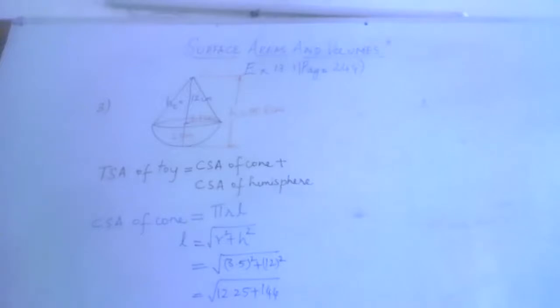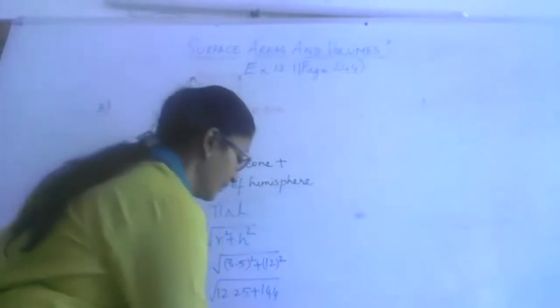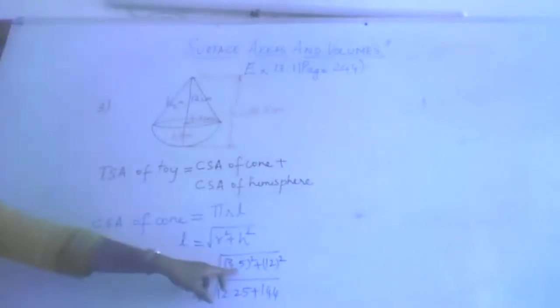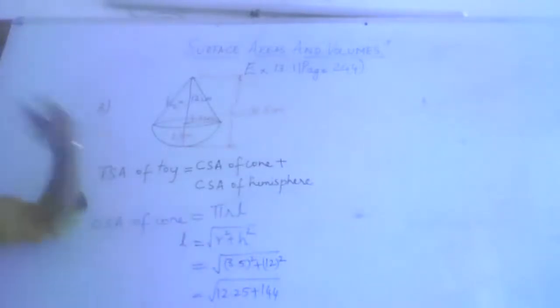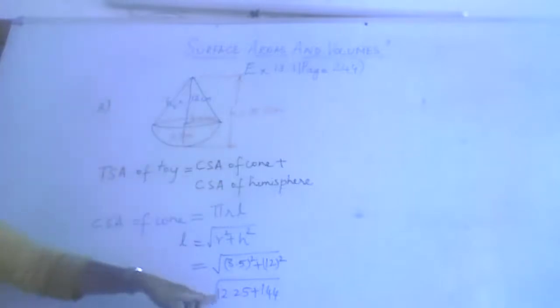Ma'am, 7 by 2. 12.25. Okay, you can take it as 7 by 2 also, no problem. Take it as 49 by 4 plus 144, cross multiply, get the denominator. Fine, if you can do it like that, I have no problem. Otherwise, 156.25, it is not very difficult to find out the square root. Finally, you must get it as 12.5 centimeters. Otherwise, just multiply your 3.5 as 12.25 and 12 square is 144. 156.25, the square root is 12.5.